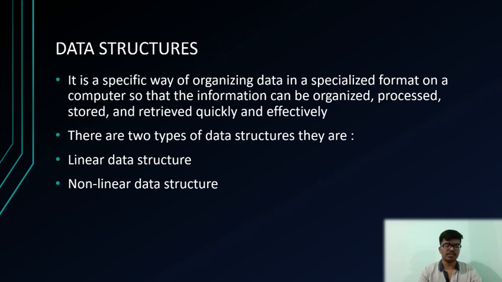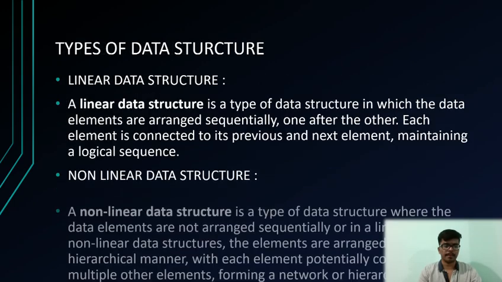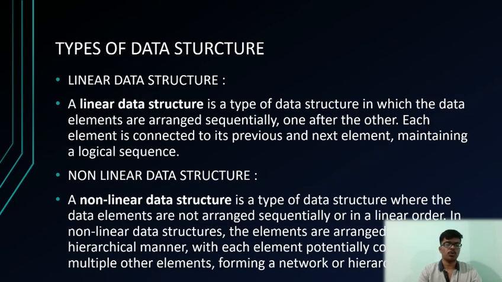There are two types of data structures. They are linear data structure and non-linear data structure. Let's go one by one. First, let's know what are linear data structures. A linear data structure is a type of data structure in which the data elements are arranged sequentially, one after the other. Each element is connected to its previous and next element, maintaining a logical sequence.